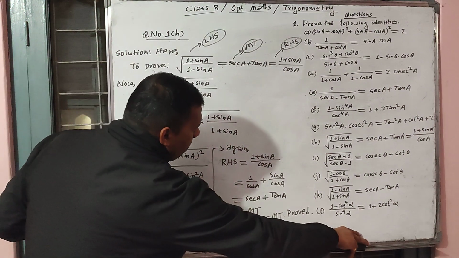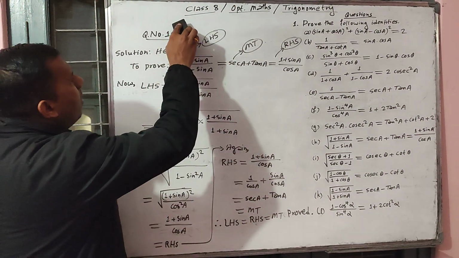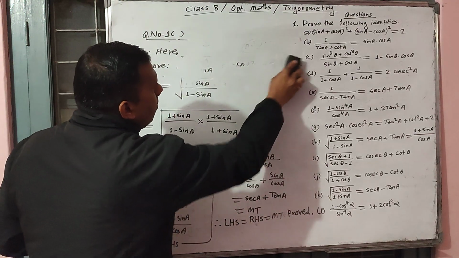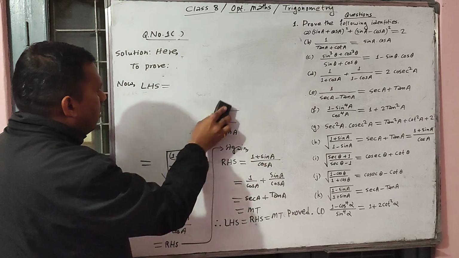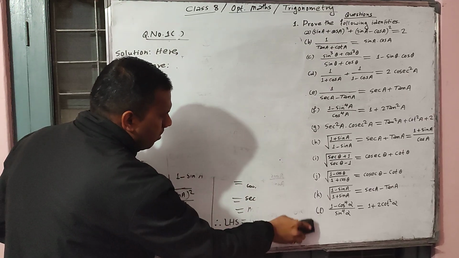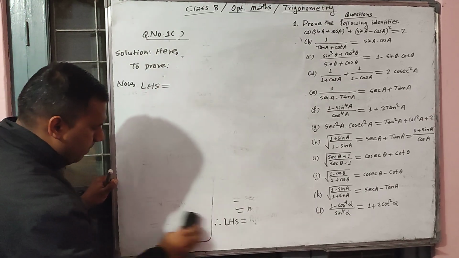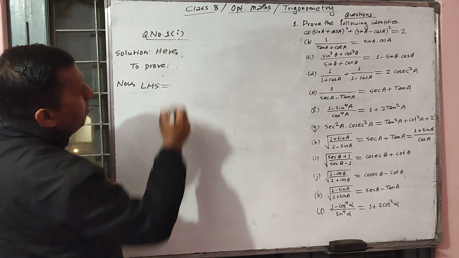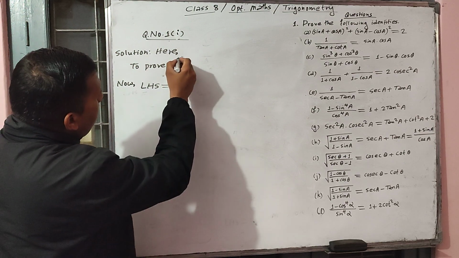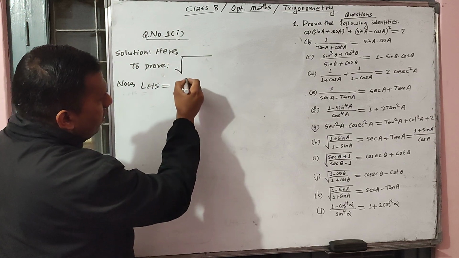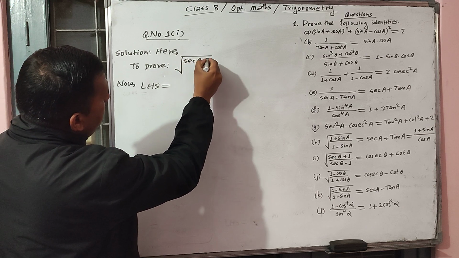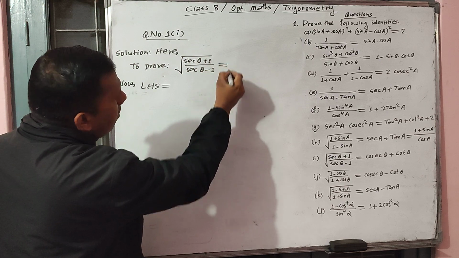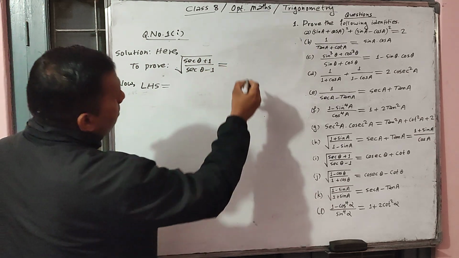Okay, students. Now we go to the next question, question number 1I. In 1I, we need to prove that the square root of (sec theta plus 1) whole upon (sec theta minus 1) is equal to cosec theta plus cot theta.